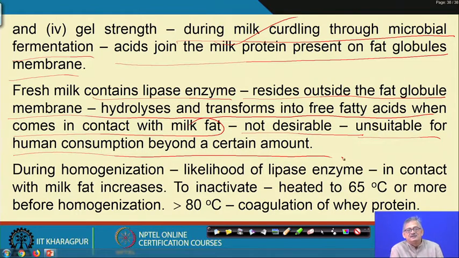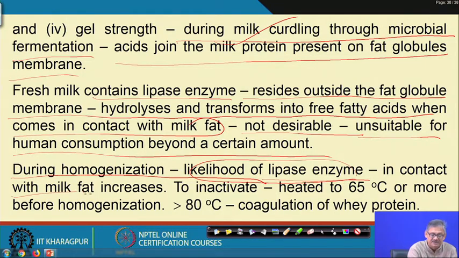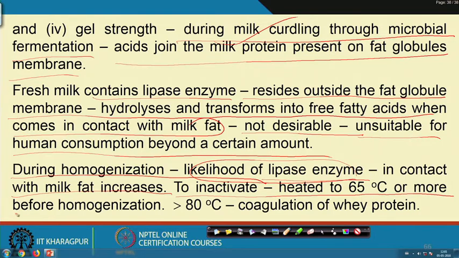So, lipase enzyme has to be inactivated, and this is done during both pasteurization and homogenization, both at high temperature, right. Now, during homogenization, the likelihood of lipase enzymes being active in contact with milk fat increases. To inactivate, the milk is heated up to 65 degrees centigrade before homogenization, or 80 degrees centigrade, at which coagulation of whey protein occurs.